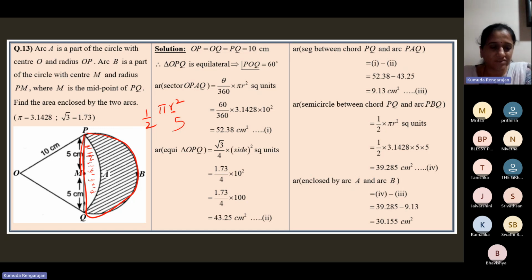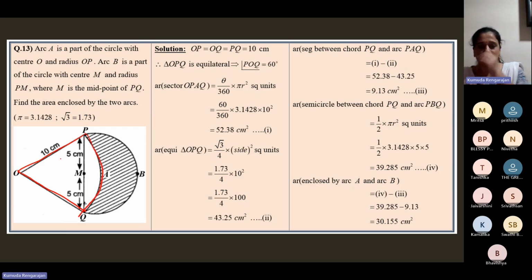So how do you find the area of the segment? Area of the segment is area of the sector minus the area of the triangle. And how do we find the area of the sector? Theta by 360 into pi r square. 60 by 360 into pi r square, where r is 10.